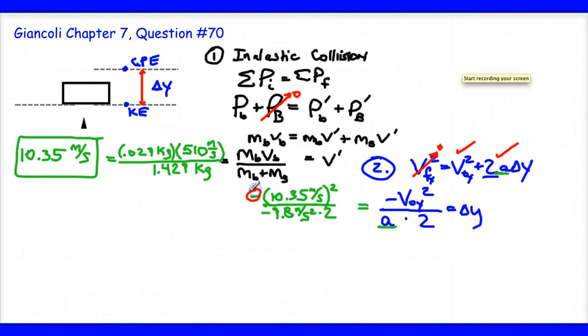Clearly, we see that the negative in the numerator will cancel out with the negative in the denominator and give me a positive delta y. When I run that through my calculator, I get 5.47. 5.47 meters is equal to my height.